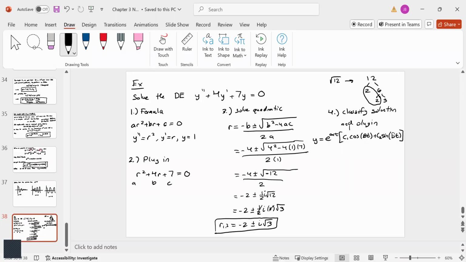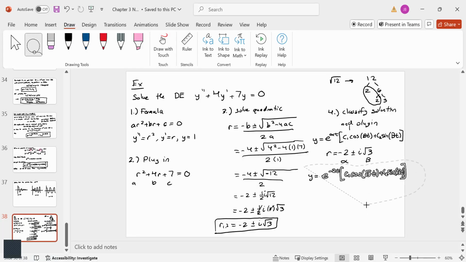Alpha, sorry, r is equal to negative 2 plus or minus i square root 3. That's alpha. That's beta. So then y is equal to e to the negative 2t, c1 cosine of square root 3 times t plus c2 sine square root 3t. And that's the answer. That's it.